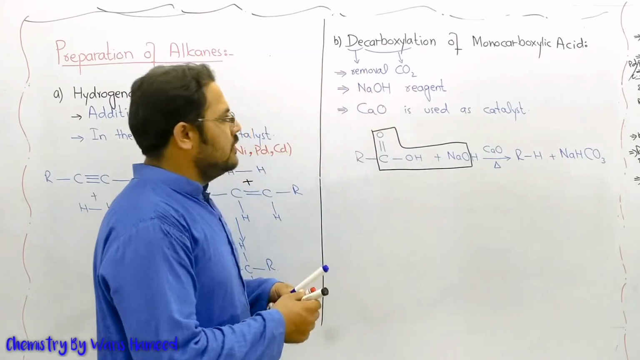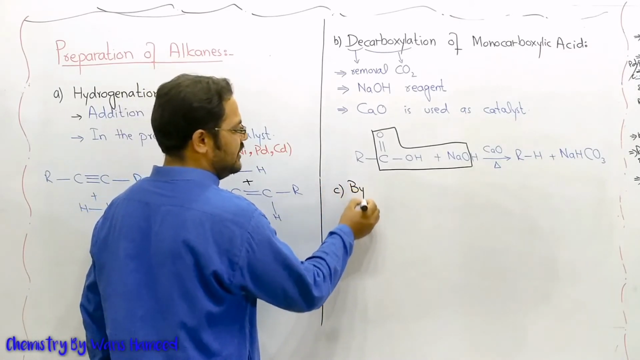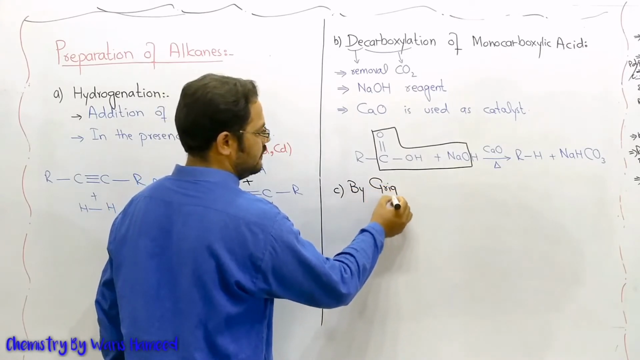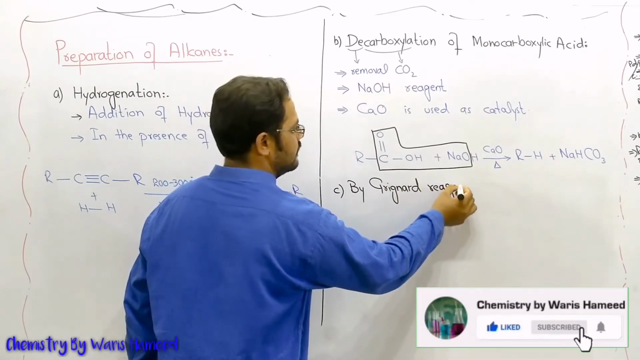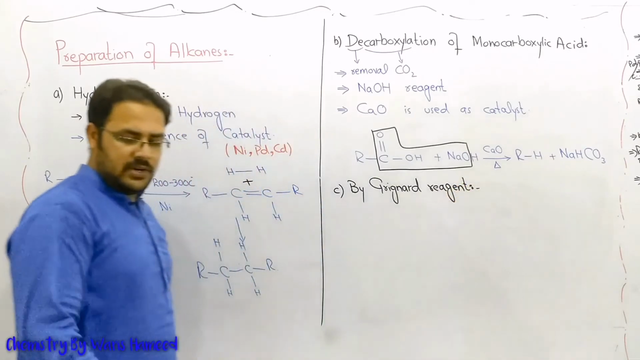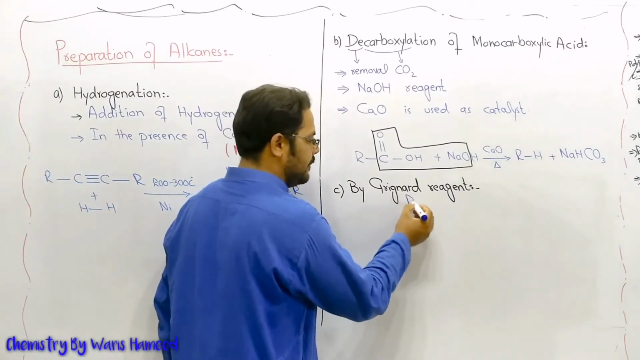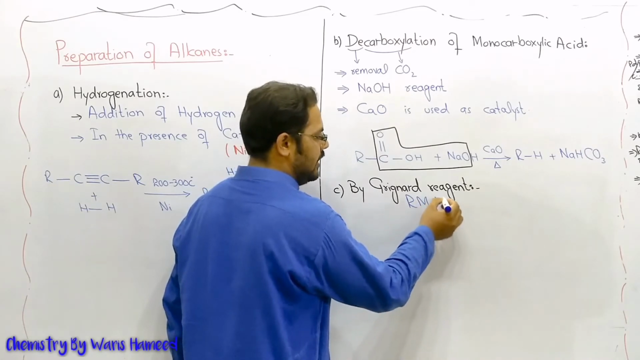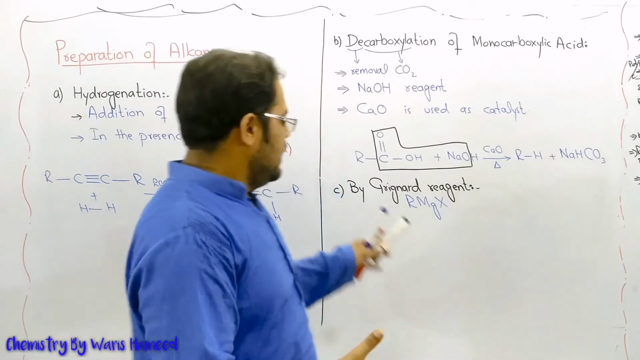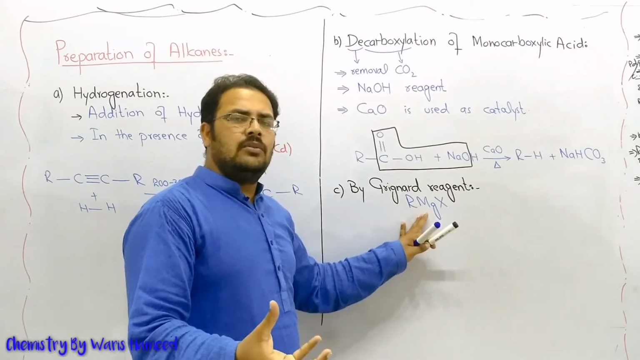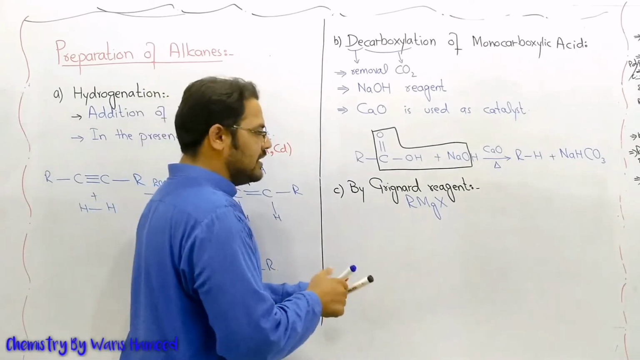Next method is by Grignard reagent. We know that Grignard reagent is R, Mg and X. We can form many things from Grignard reagent, and when we react Grignard reagent with a water molecule, it forms alkane.